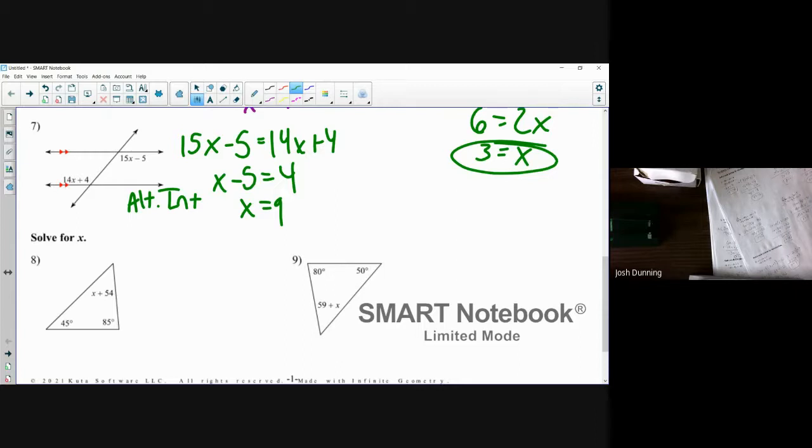Now 8, 3 angles of the triangle add up to 180, so we just add those up. Combine all those numbers. 54 plus 45 plus 85 is 184. Minus the 184, negative 4.